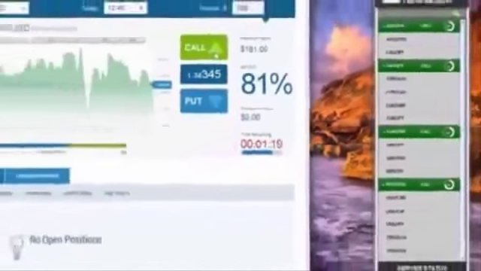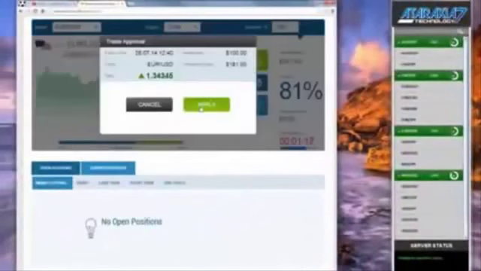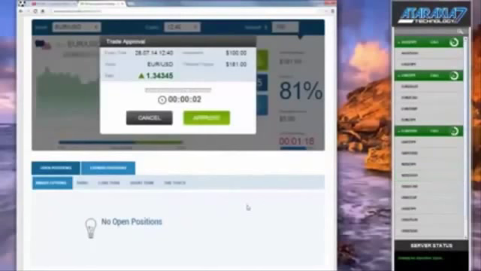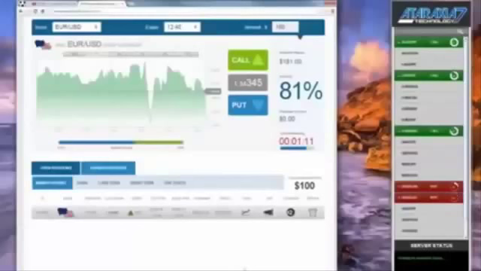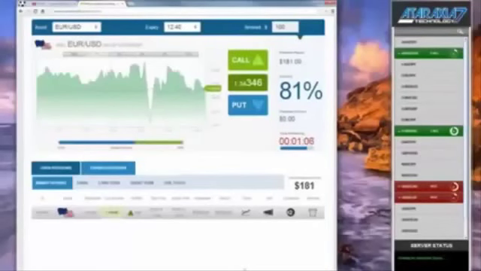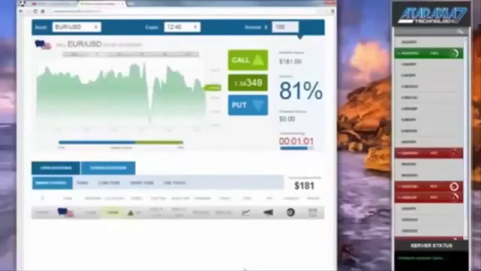Let's real quick pick up the first one I see, which is the euro dollar, and that's a call signal. Now, I'm going to be doing $100 minimum trades. I suggest you start lower at around $12 to $50, and as you make more profit, which you will, of course, you can up the initial investment. Now, let's go ahead and see how this trade does.